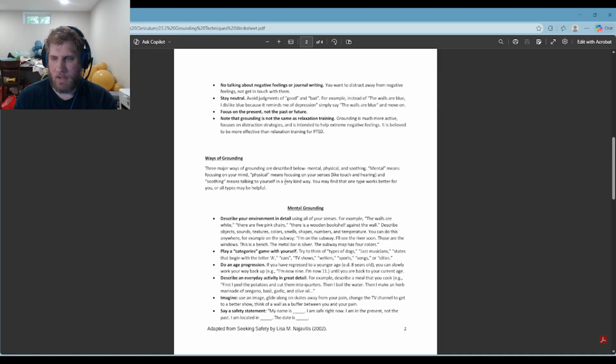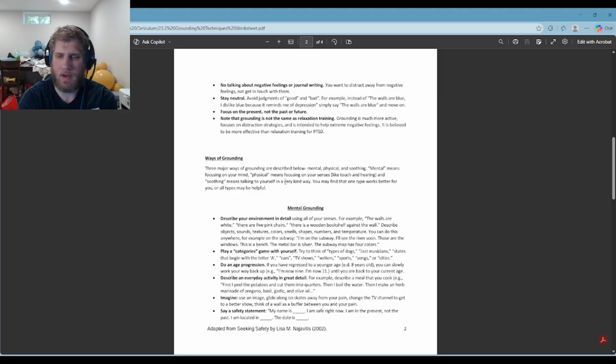Play a categories game with yourself. Try to think of dog types, jazz musicians, states that begin with the letter A. Things that you feel are in your wheelhouse. Use a category because it will be helpful to distract you from what you're trying to do. Do an age progression. So feel like you're 9, now you're 10, and focus on what that age is like. Describe an everyday activity in detail.